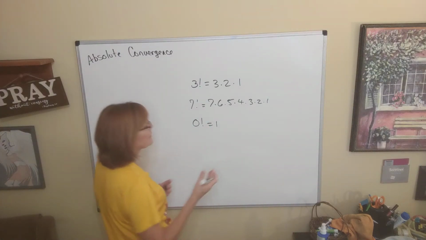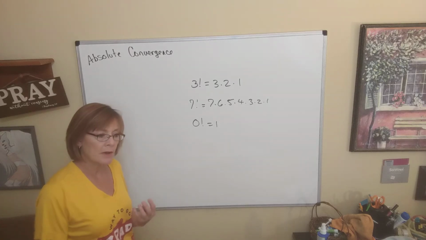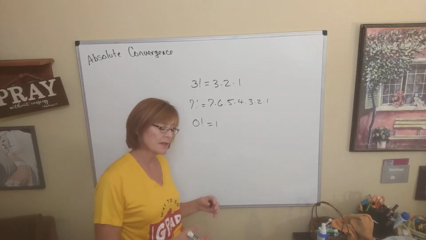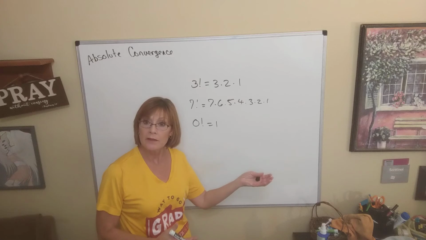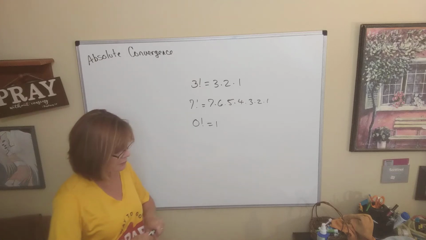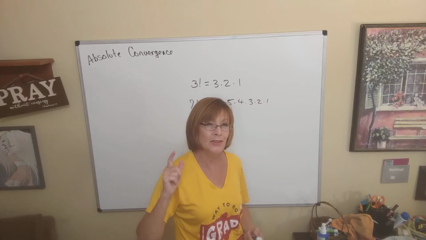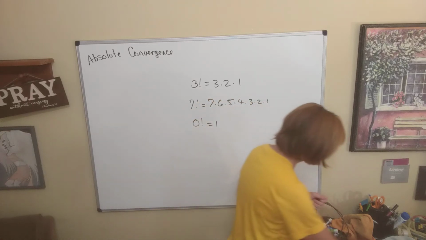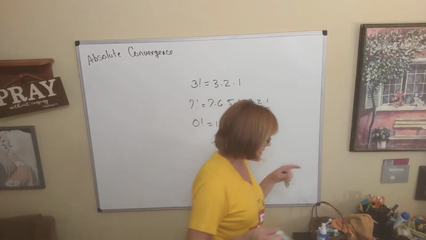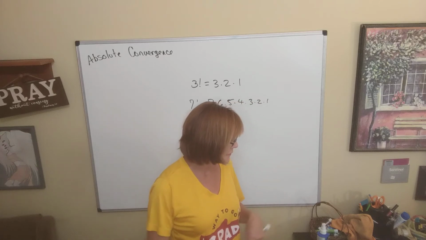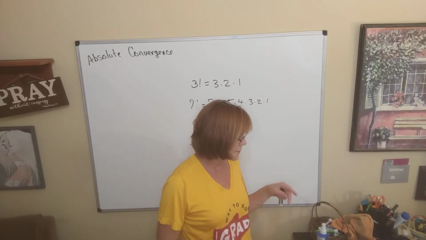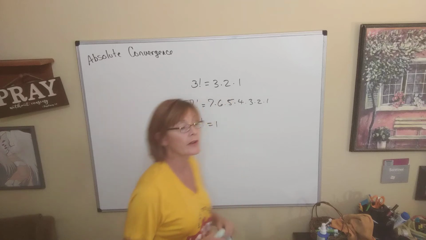So if we have n factorial, that means n times n minus 1 times n minus 2 times n minus 3 until we get down to 1. All right, so that's what a factorial means. When you have a factorial, the ratio test is a good test to try. So let's look at this. Example 3: determine if the given series is convergent or divergent. We're going to sum the terms from 1 to infinity of 1 over n factorial.